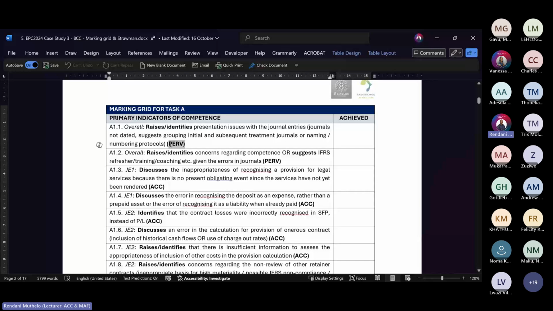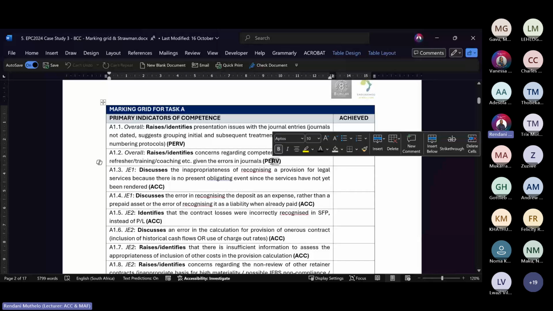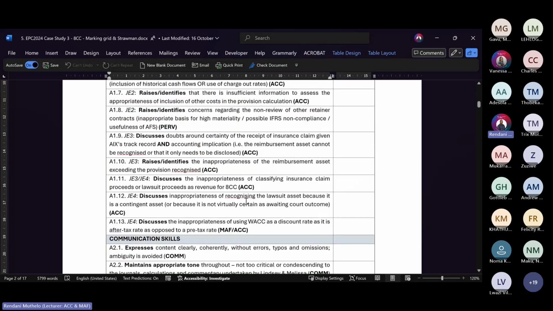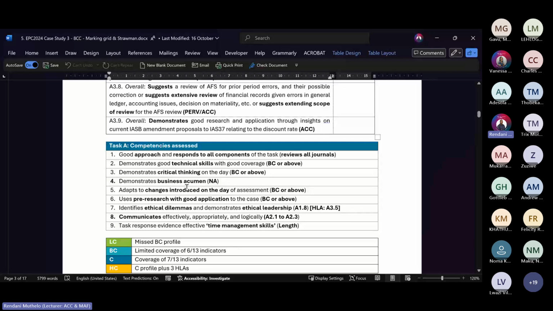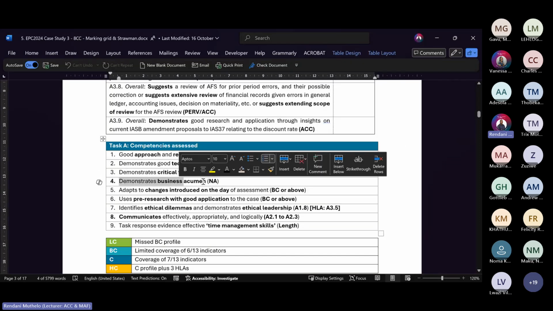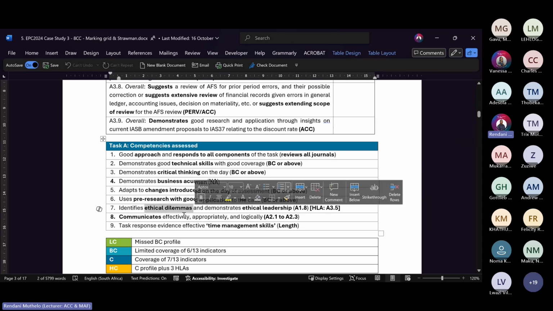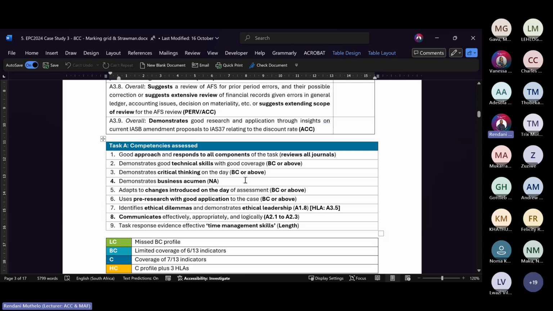So PEV is your pervasive skills, PVAs, accounting, and so on. Then at the end, we do this as part of the feedback for the candidates. Did you demonstrate good technical skills? Did you demonstrate critical thinking? Did you demonstrate business acumen? Here we are saying there wasn't any business acumen points. Did you demonstrate the ability to change, to be present on the day, good research, identify ethical dilemmas, and so on. So here we are very intentional, even in the marking, about bringing those pervasive skills in.